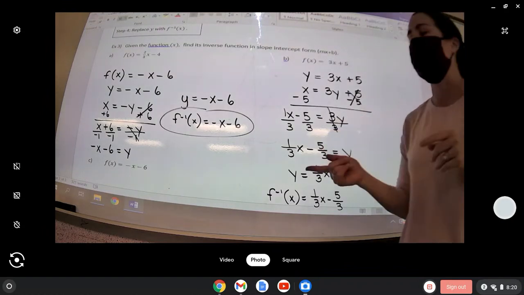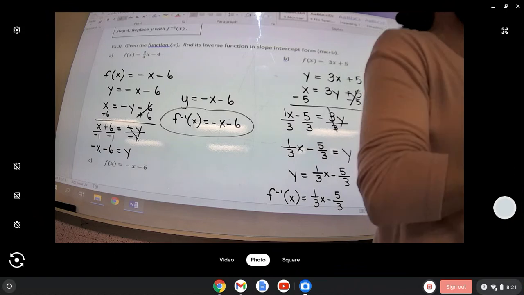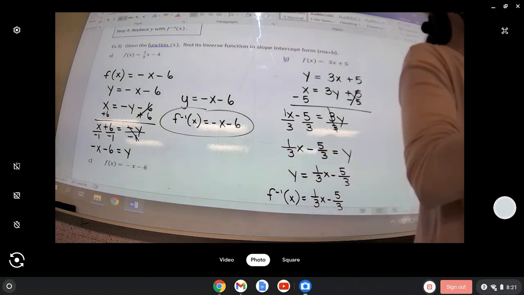All right, so guys, that's how we find an inverse function. We're probably going to work on this section again tomorrow, and then Monday will probably be a review, and then Tuesday will be a quiz.